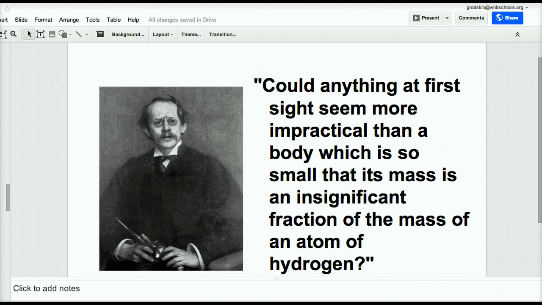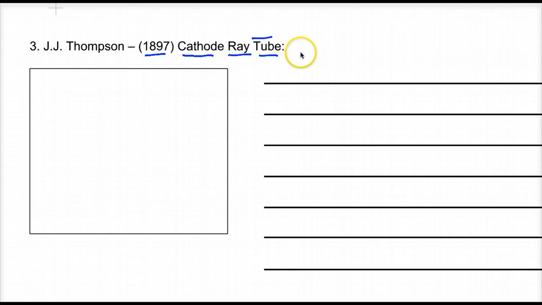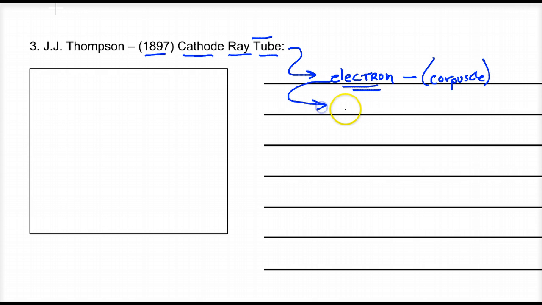Now, let's go back to my worksheet. All right, so what did he discover? Well, you can say he discovered an electron. He actually never called it an electron. He always wanted to name it a corpuscle, but it never caught on. Now, he discovered the electron, a piece of the atom, but really what he found was the mass to charge ratio.